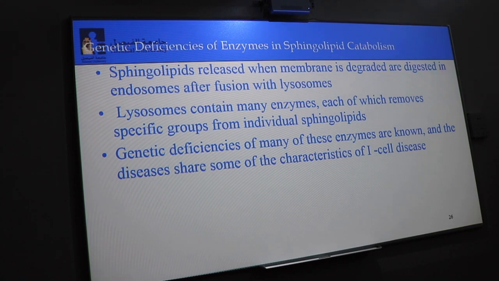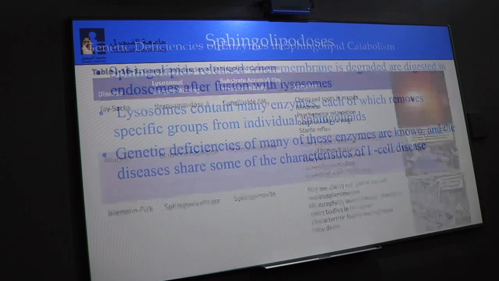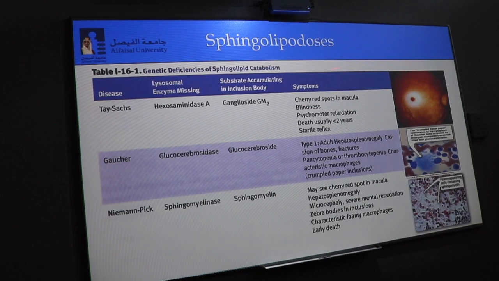And it shares some characteristic with the disease called I-cell disease, which is caused by a deficiency of the enzyme that transports. Yes, so you know about this enzyme. So what I want you to know about the disease is three only.